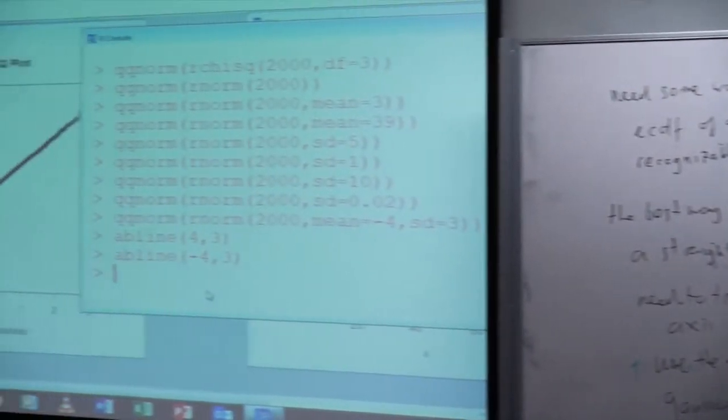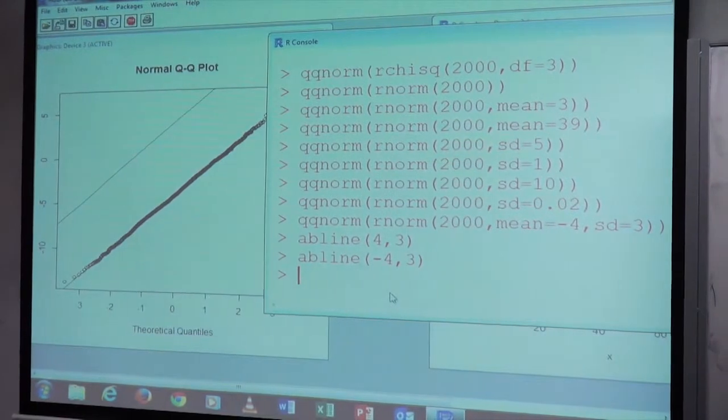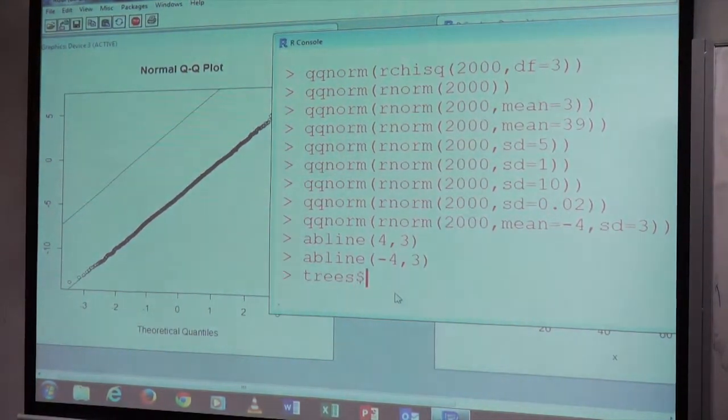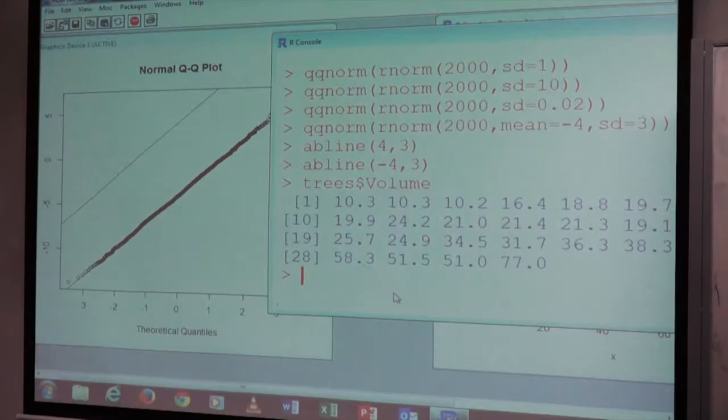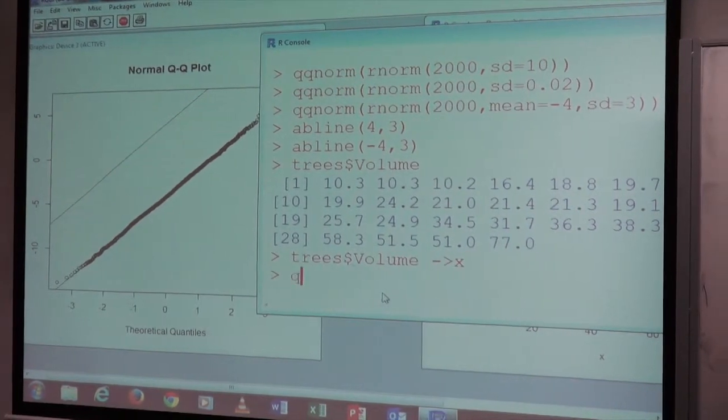So let's go back to a real example. Now we know how it behaves. We can go trees volume. We'll call it X.